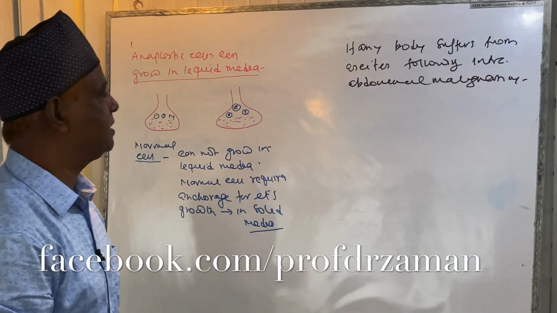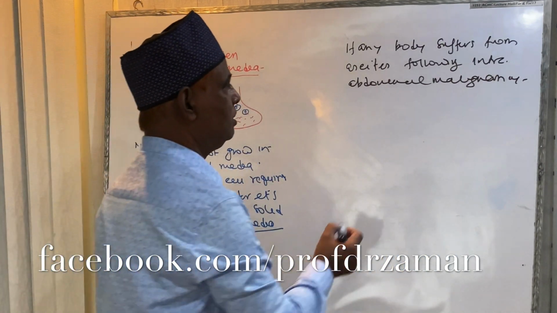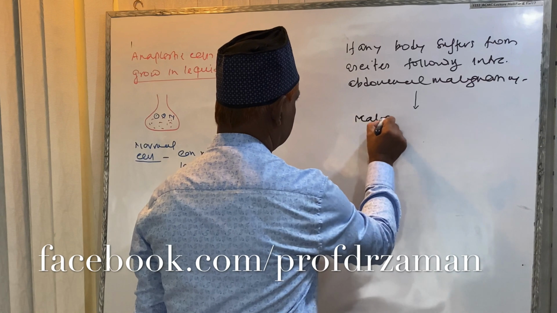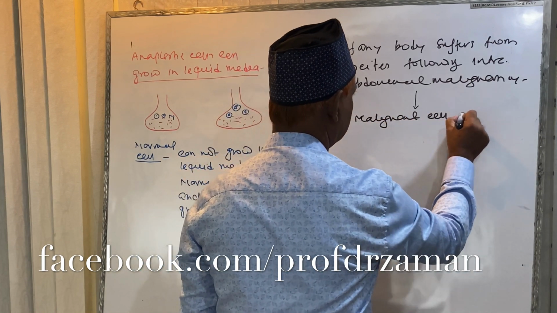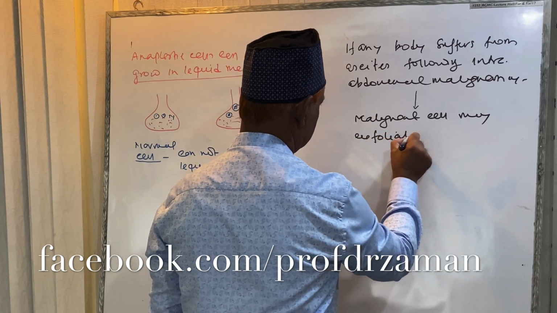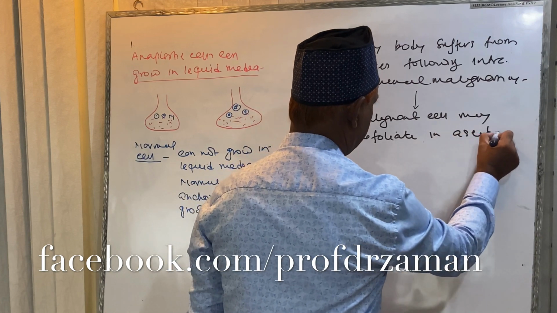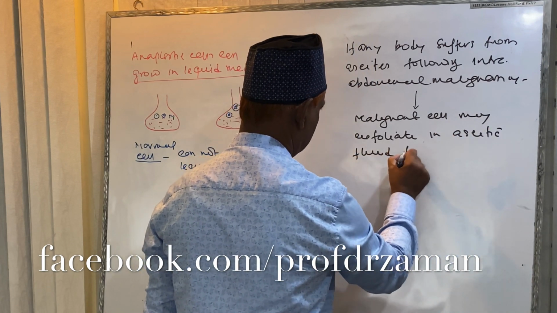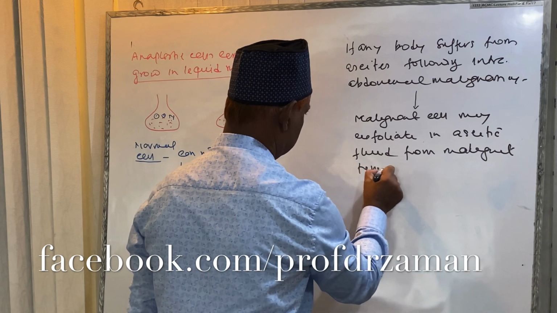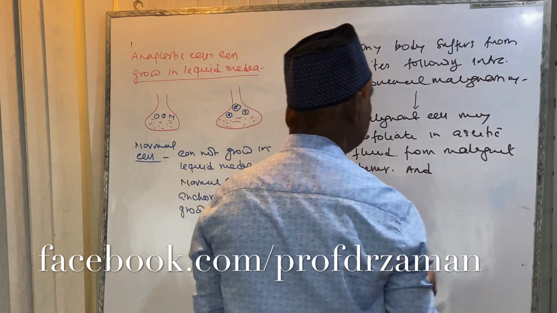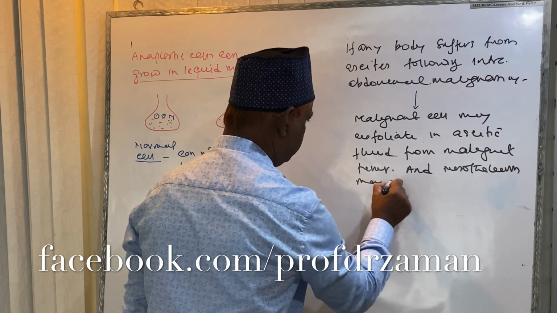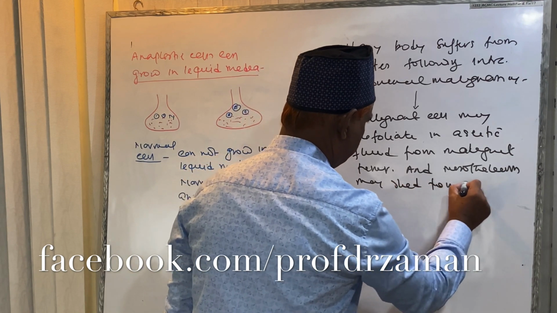If anybody suffers from ascites following intra-abdominal malignancy, what will happen? Malignant cells or anaplastic cells may exfoliate in ascitic fluid from the malignant tumor, and mesothelium may shed from the peritoneum.